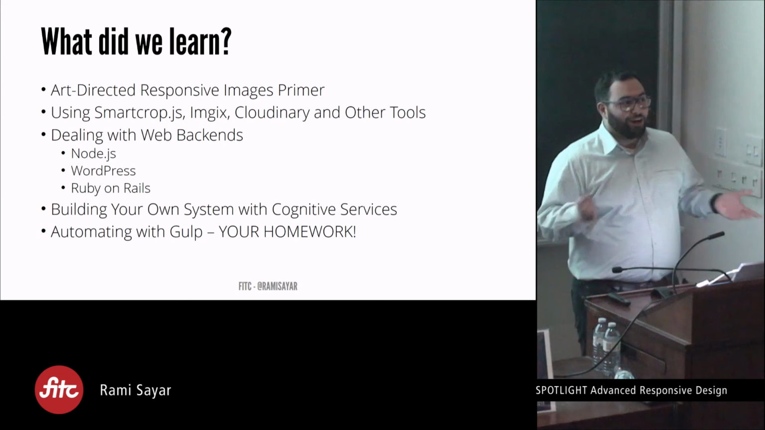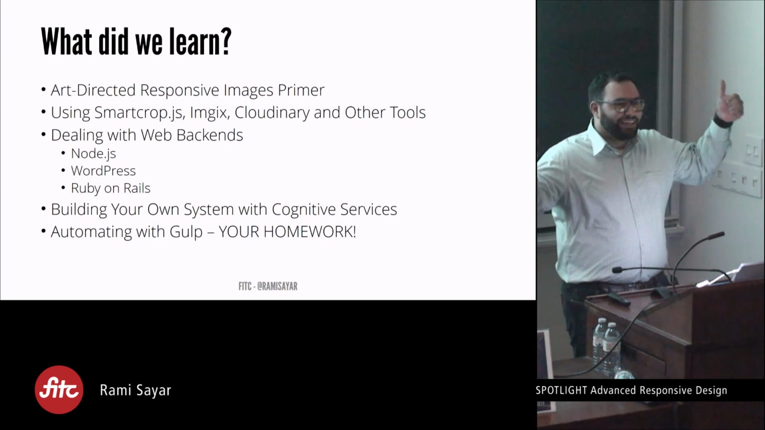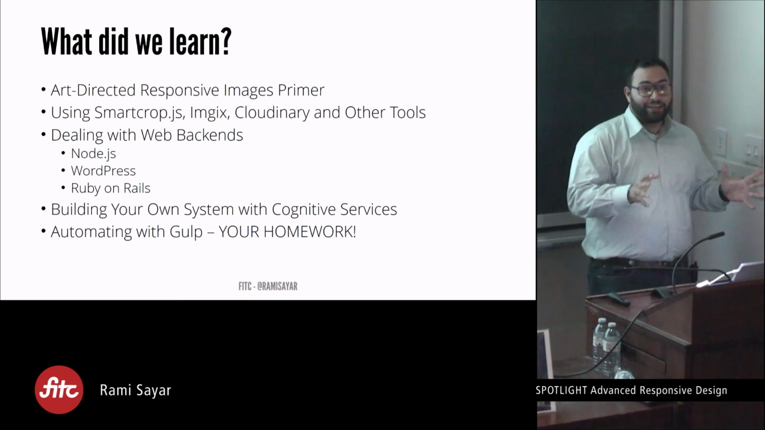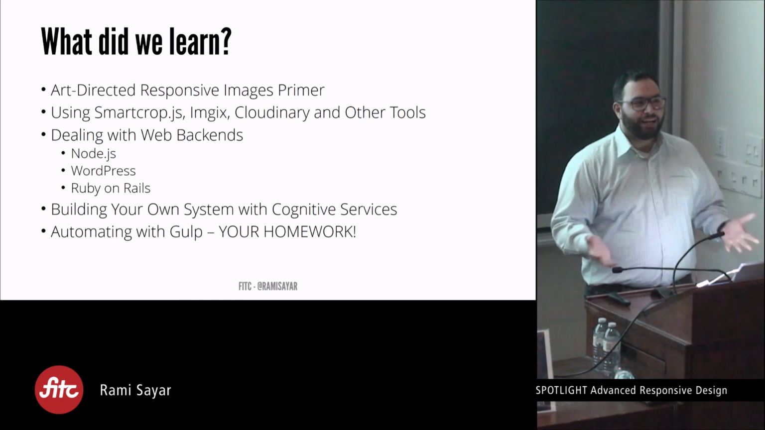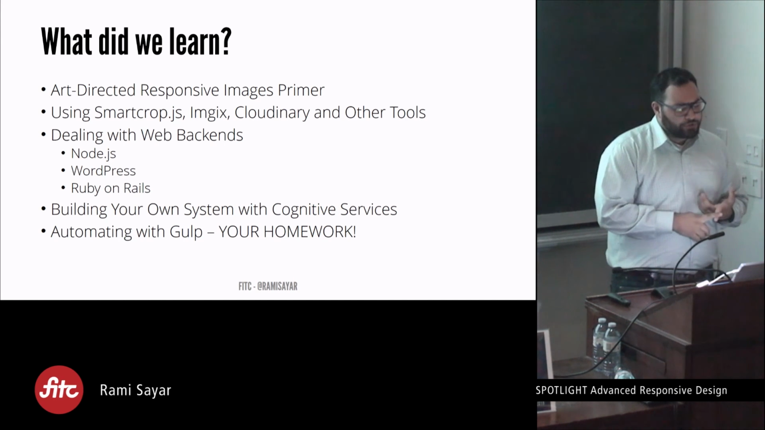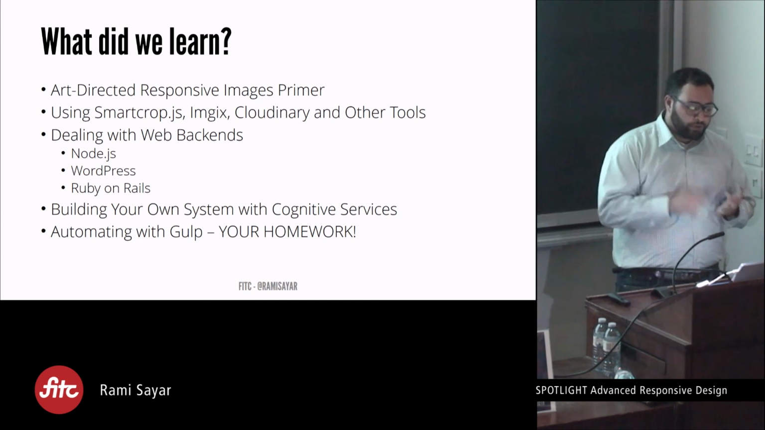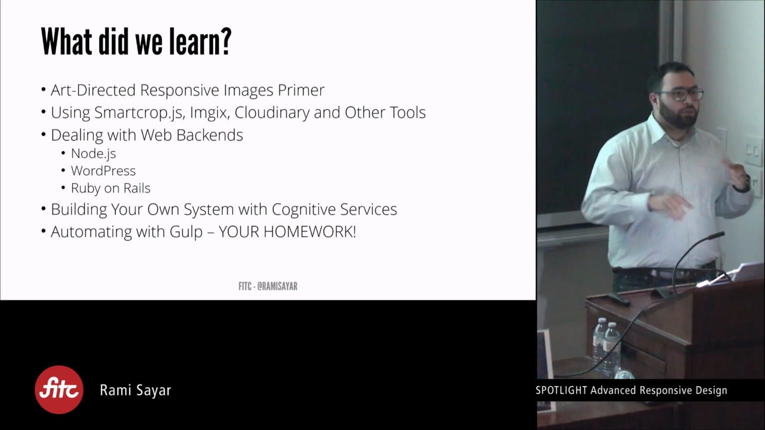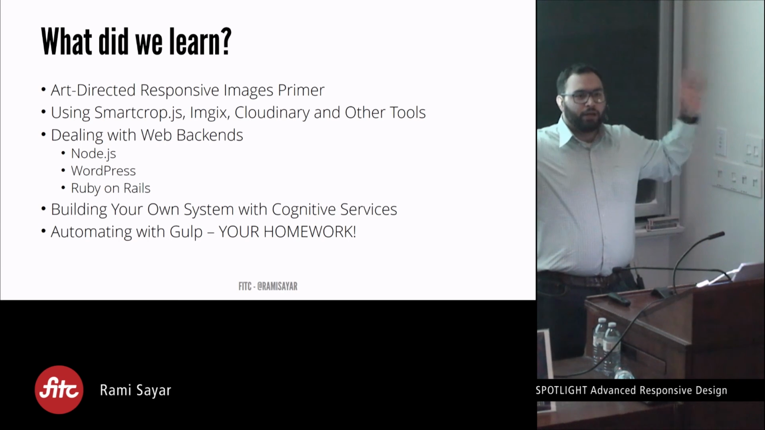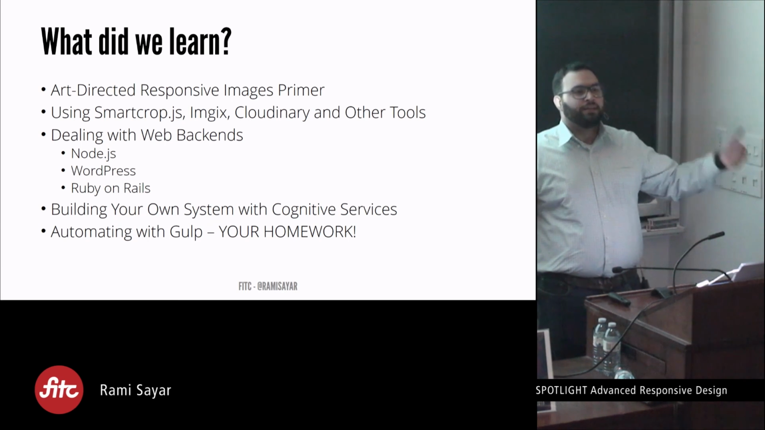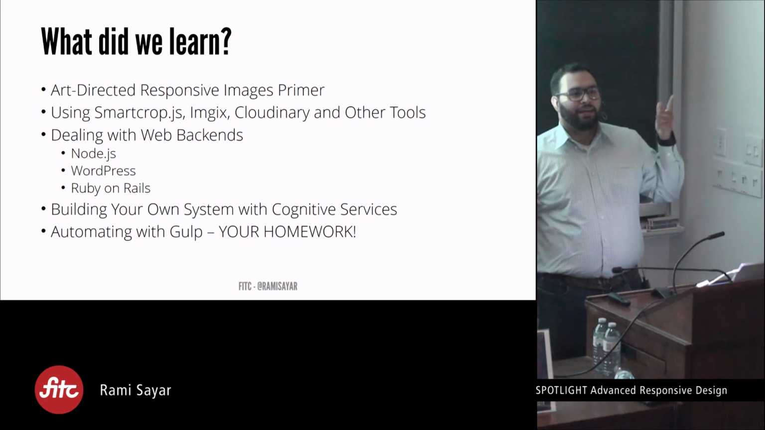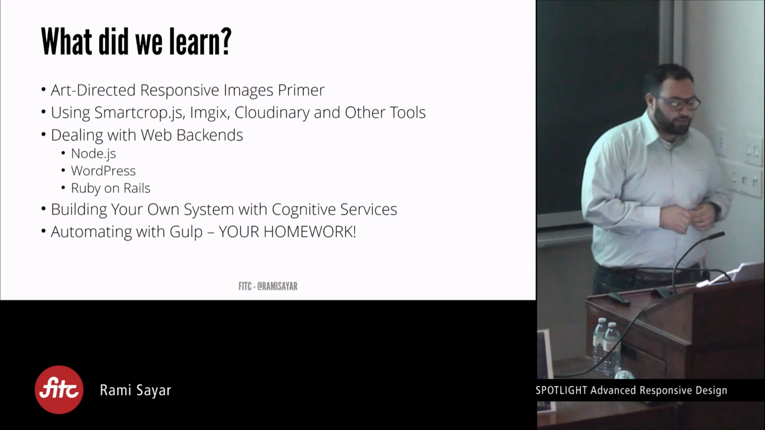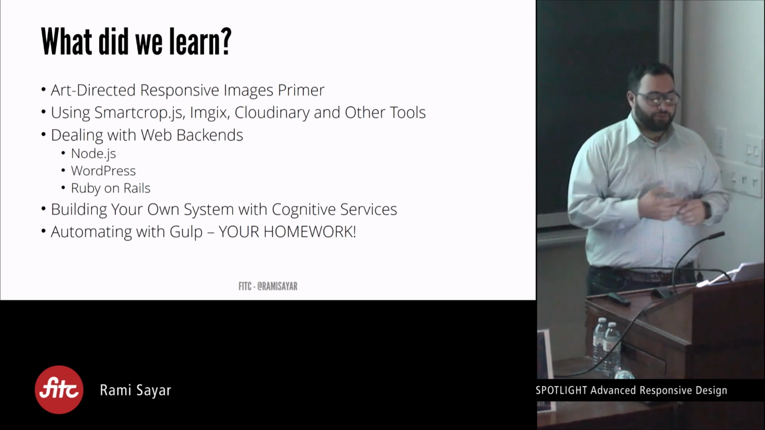So what did we learn? Art-directed responsive images. Yay! It was very complicated and very odd, and it was an interesting journey for me. But hopefully you guys have learned something really interesting from this. I showed you how to use Smartcrop.js, Imgix, Cloudinary, and other tools, how to deal with different web backends, whether it's Node.js, WordPress, Ruby on Rails, and then to build the ultimate system, to build my own system that has the properties of free, automatable, and does this all offline, so not while serving something to a browser. I showed you how to do that with different APIs out there.